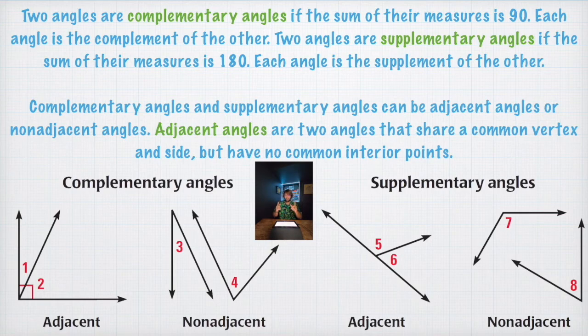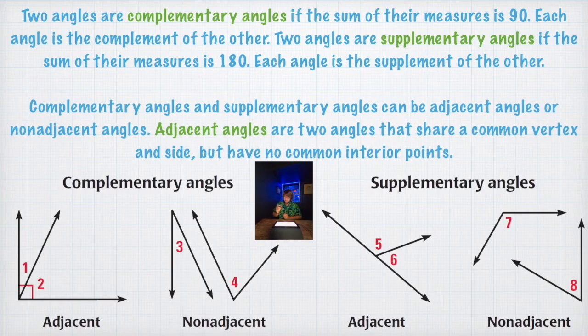Okay, so knowledge you need to know from those sentences. Complementary angles equal 90 degrees. Supplementary angles equal 180 degrees. So complementary angles are going to be angles that add up to equal 90 degrees. And supplementary, they're going to add up to equal 180 degrees.